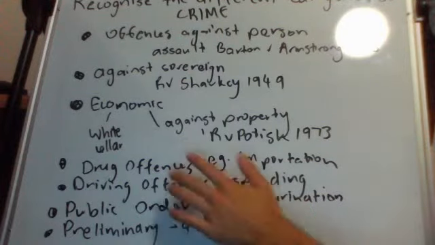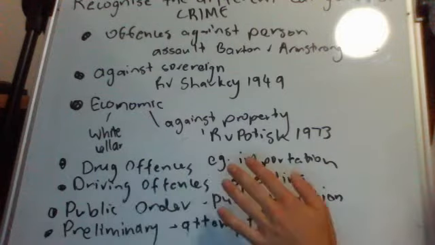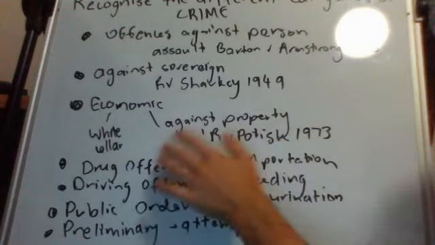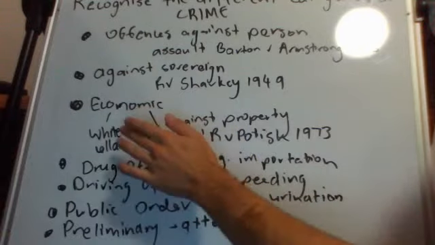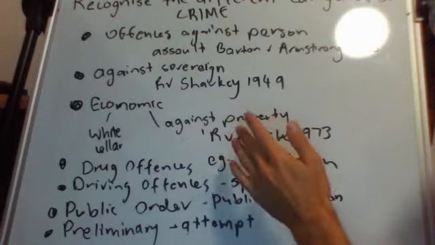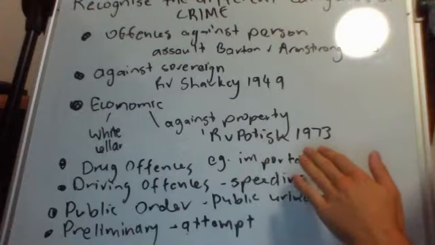The next category is economic, and this can be broken into 2 categories. We have white collar and against the property. Now, economic offences. Firstly, we'll go over against the property. That includes stuff like breaking and entering, larceny or theft, and a good example to use is R v Potisk, 1973.